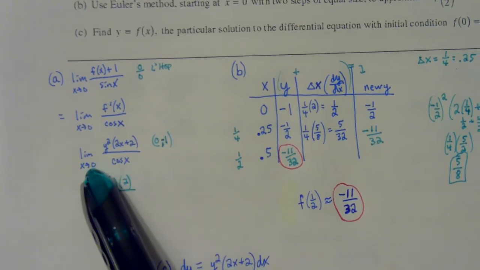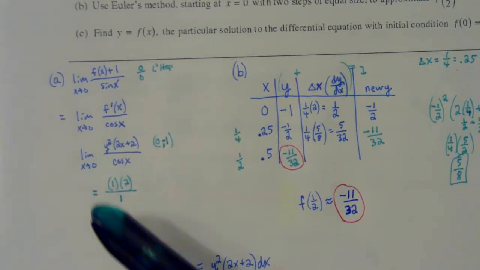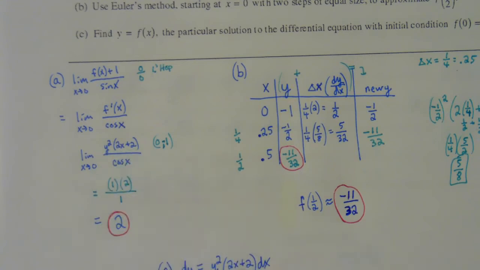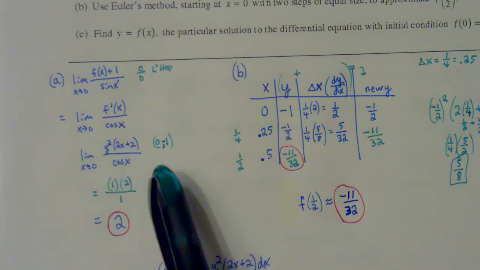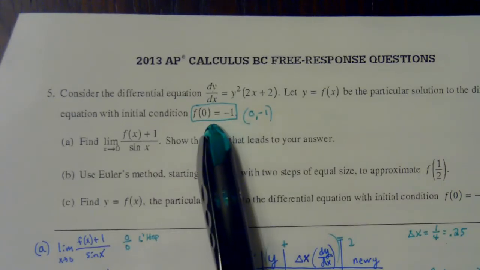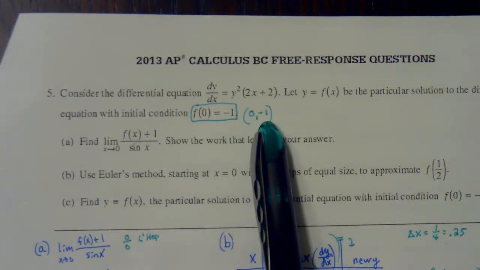Now when you plug in 0, it's a limit as x approaches 0. Usually you just have x's in there, you just plug the 0 in for the x, right? But you have x's and y's in there, so it's a limit at x equals 0. Well, at x equals 0, the y value is -1. That's what it gave us. That's the only other point in the problem, so you have to use the point (0, -1).